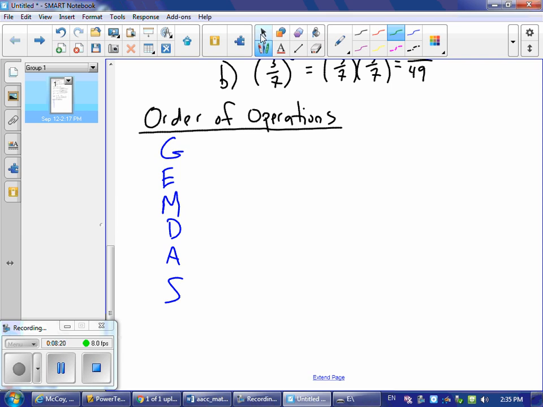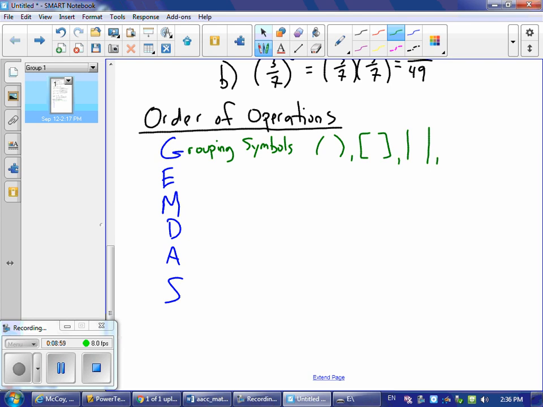GEMDAS. G actually stands for grouping symbols, of which a parentheses is one of them. There are a lot of different kinds of grouping symbols actually. Parentheses is one. That is a grouping symbol. Another grouping symbol is a squared off bracket. Another common grouping symbol that we've just now talked about is the absolute value, which is the double bar with something on the inside. That's also a grouping symbol.